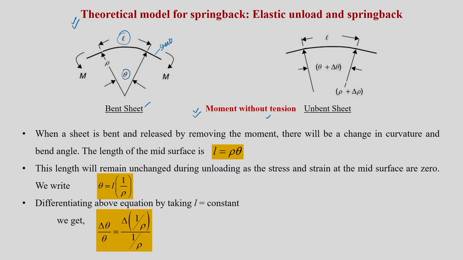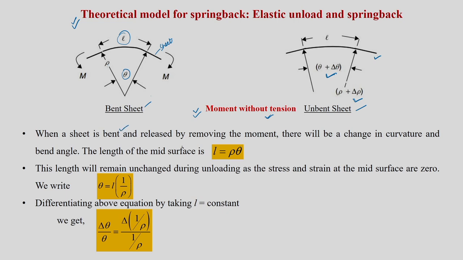Now this is a bent sheet. There is a flat sheet and you are bending it, this is the situation. Now, you are releasing the load, which gives an unbent sheet. Theta would become theta plus delta theta, and rho would become rho plus delta rho. Since there is no tension, only moment is given, we can say that the length of the mid surface, or the neutral axis, will remain the same. It is not going to change.